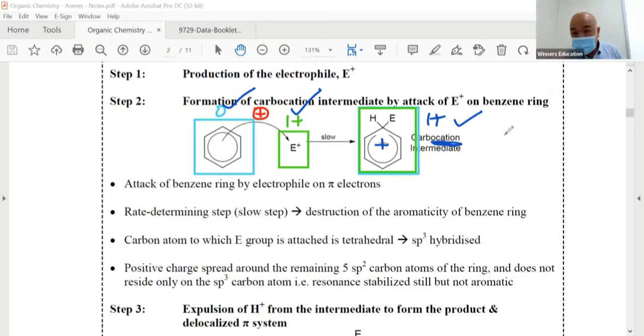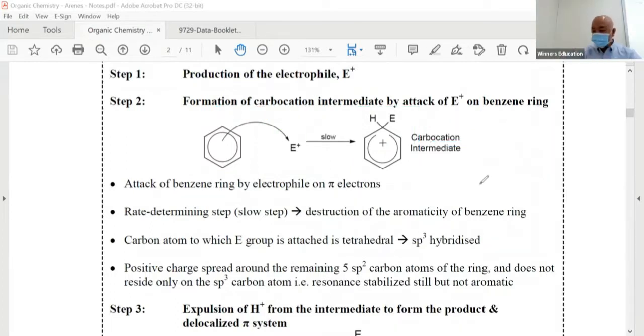All right? Next, where is the positive charge? On which carbon atom? Okay? The positive charge, in a while I'm going to show you, is in the middle, which basically tells you the positive charge is shared between this and this carbon atom. 5 carbon atoms. All right, which I have stated here. The positive charge is spread around the remaining 5 sp2 carbon atoms of the ring. Note that it does not reside only on the sp3 carbon atom. So a lot of people think it's here, which is wrong.